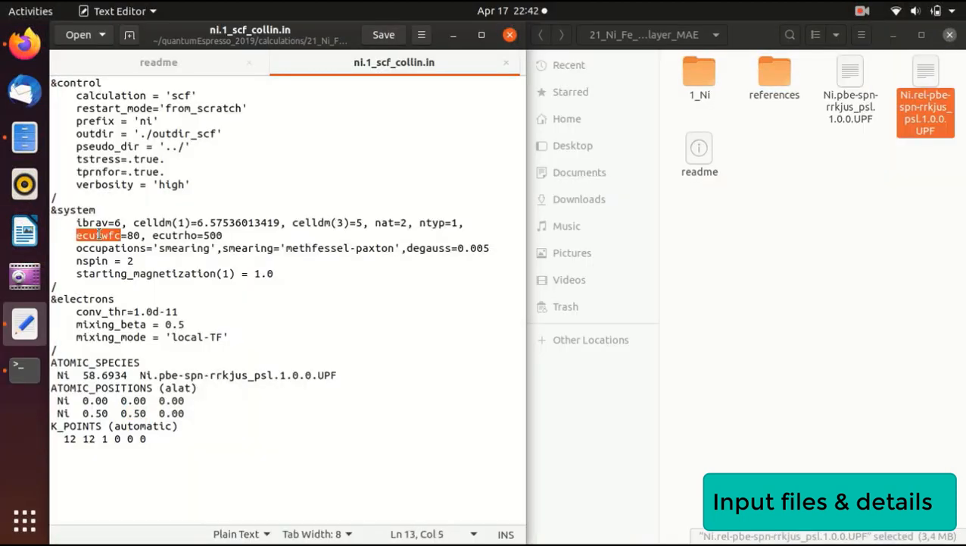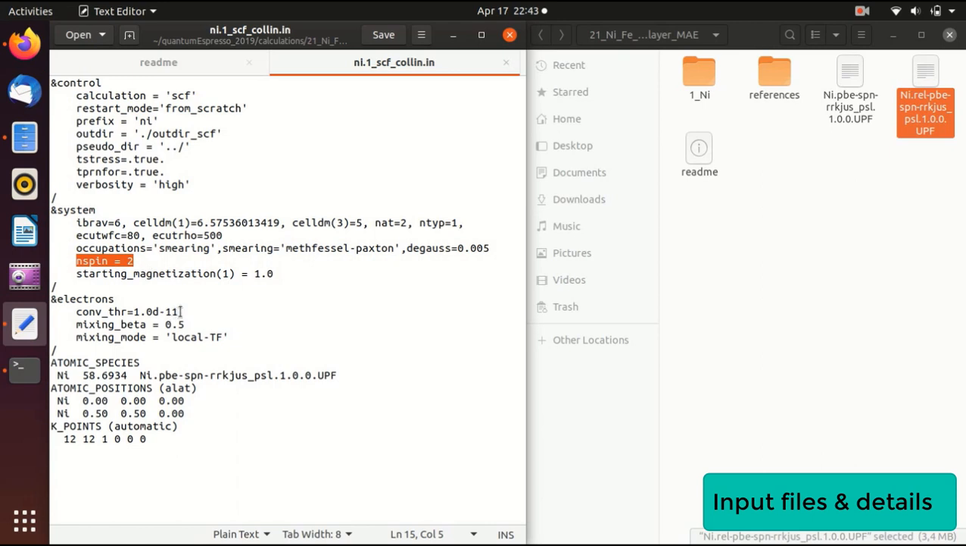And then for the cutoff energy, we can find it in the pseudopotential, as I said before. And for the smearing, we use MP smearing, and this is quite good for metal. And then we choose degauss to be small, because we want the calculation to be precise. And nspin equals 2 to start a spin-polarized calculation. In this case, it is a non-collinear one. We have to set the starting magnetization.